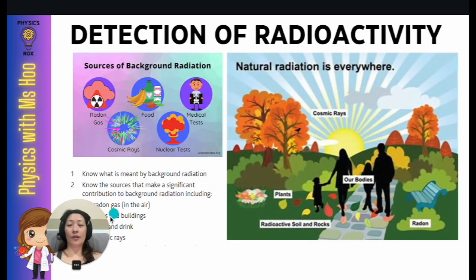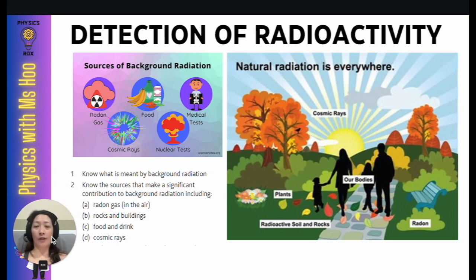Now, let's go on to the detection of radioactivity. So what you need to know is the meaning of background radiation. So background radiation is basically natural radiation that is everywhere. It's radiation that is occurring naturally in the environment. So what that means is that you and I, we're living in an environment right now that has radioactive radiation. So that radiation is known as background radiation.